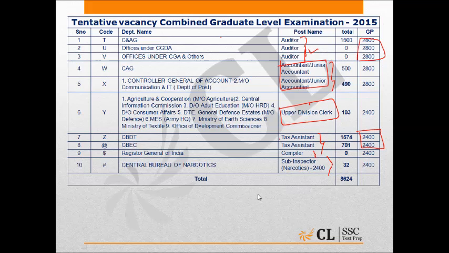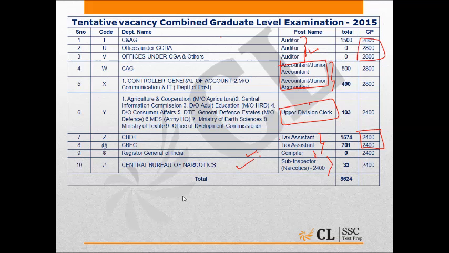Then you can go for sub inspector narcotics department. Again, that's one post which is of interest to some niche population. So if you have interest in that, you can put it higher in your priority. And compiler is totally dependent on your qualification. If you have statistics as a major subject in your graduation, then only you can apply for this post, right? So this is the criteria where I have kept the job profile, the job salary, and the interest of the candidate. This will help you in filling your preference for the post.